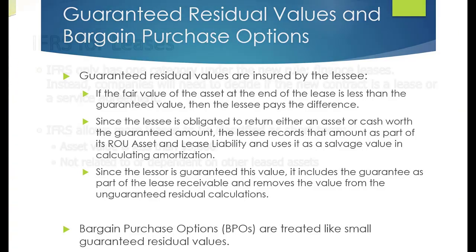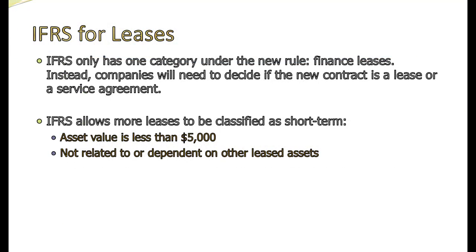Now before we get on to our comprehensive example, let's take just a minute and talk about IFRS for leases. IFRS only has one category under the new rule. They passed theirs at about the same time FASB passed our new GAAP rule. They call them all finance leases. The contract has to decide if the new contract is a lease or a service agreement. That's their other option. If it's a service agreement, then they have totally different accounting rules. But if they decide it's a lease, then the rules are pretty similar to what we've looked at as financing or sales type leases for the lessee and lessor.